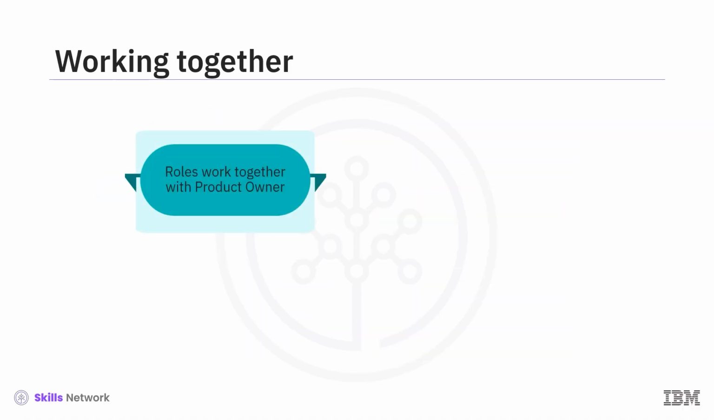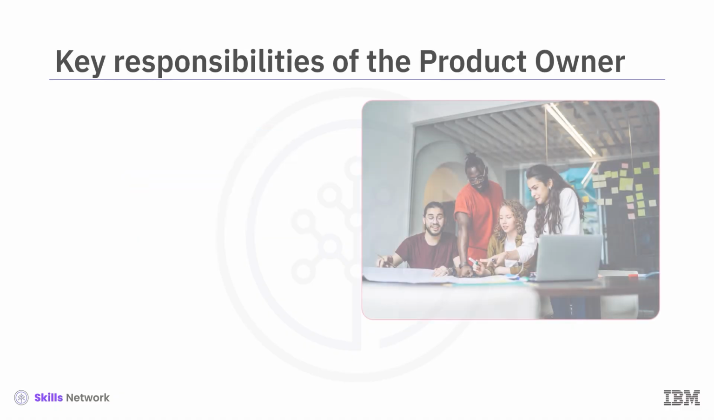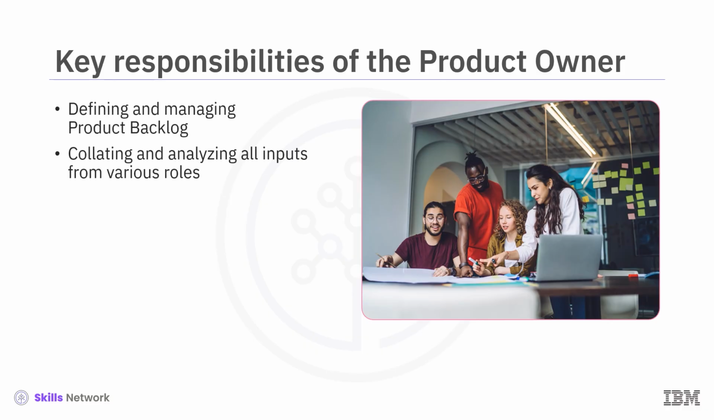These 4 roles work with the product owner, who acts as the central figure, building the bridge between the customers, end users, key stakeholders, and the development team. The product owner works on resources to deliver several key responsibilities of the role, including defining and managing the product backlog. The product owner collates and analyzes all of the inputs from the various roles and drives the prioritization of the items in the product backlog.